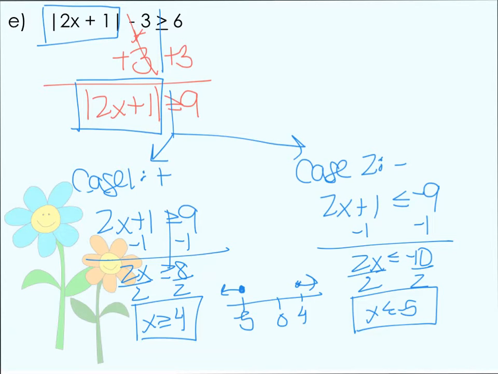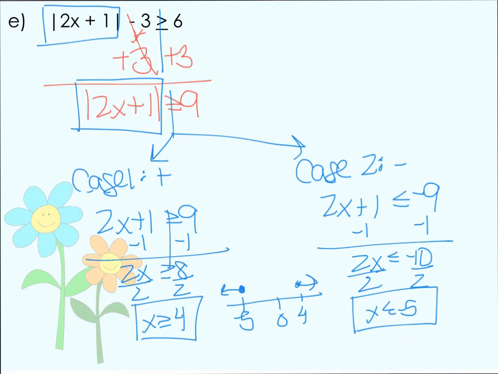All right, taking a look at this one. In case 1, subtracting 1 from both sides, 9 minus 1 is 8, dividing by 2, so x is greater than or equal to 4. On my number line, 4 is on my right-hand side, closed dot, shading towards the right.